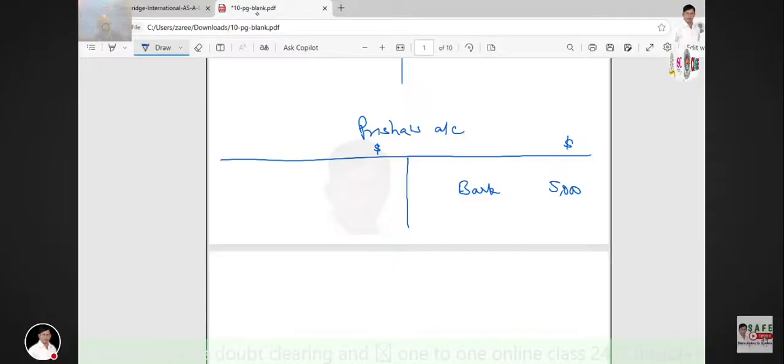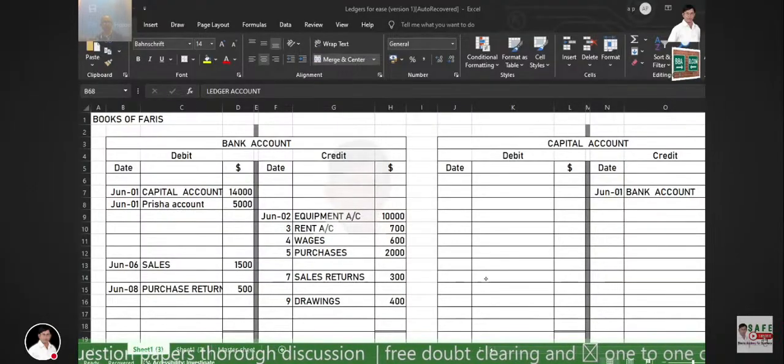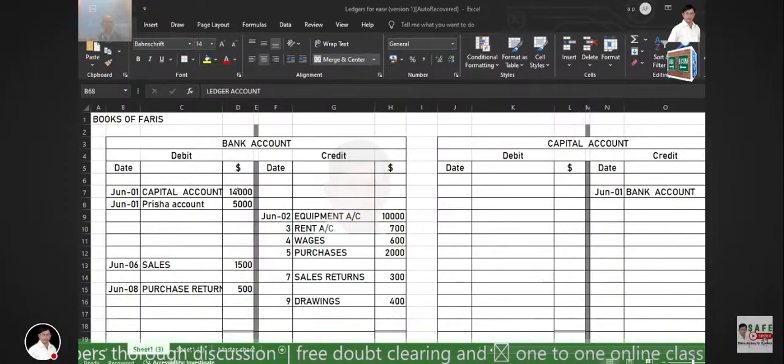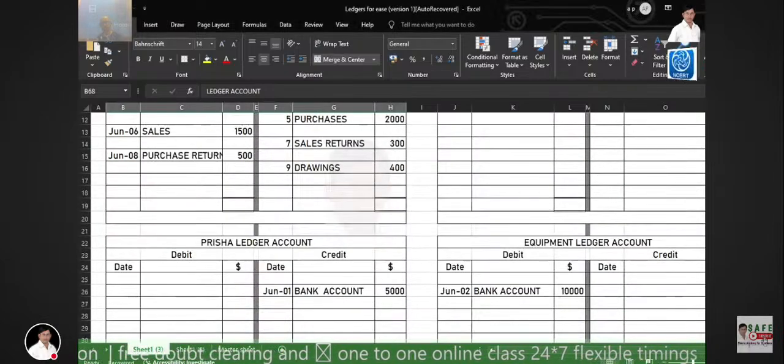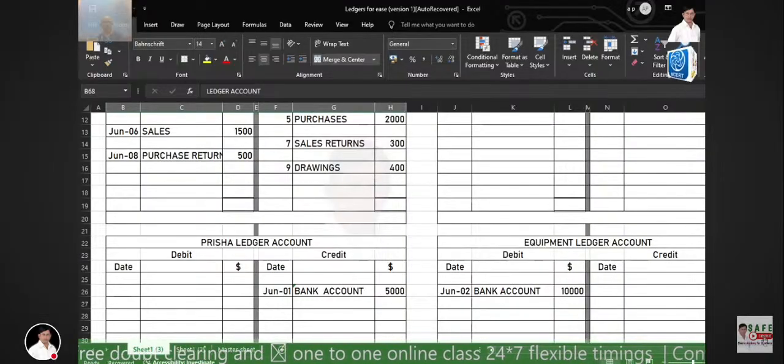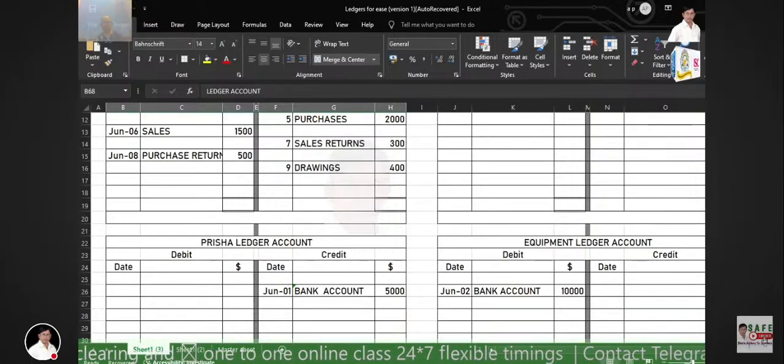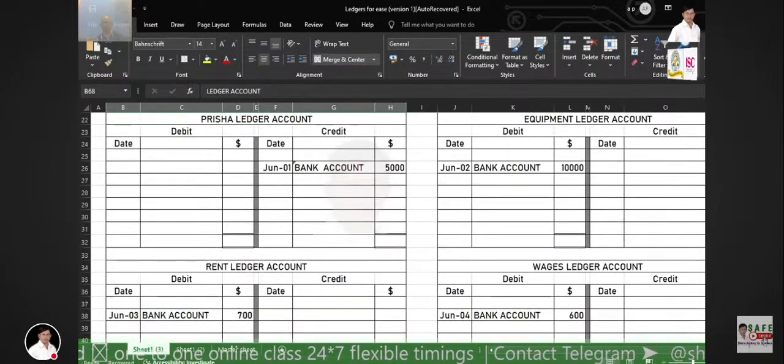So this will change. The total will be 1,80,000 on both sides. This side also 1,80,000, this side also 1,80,000. So the balance carried down will be 1,51,000. To balance carried down, 1,51,000 you have to write here. So this by balance will become by balance 1,51,000.